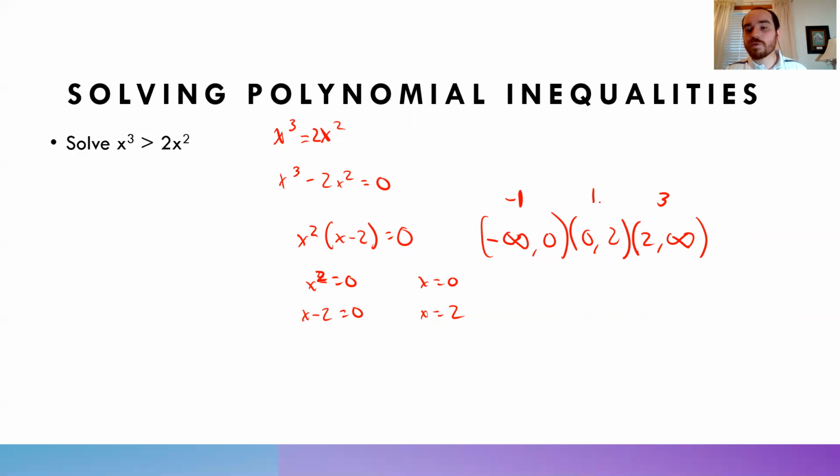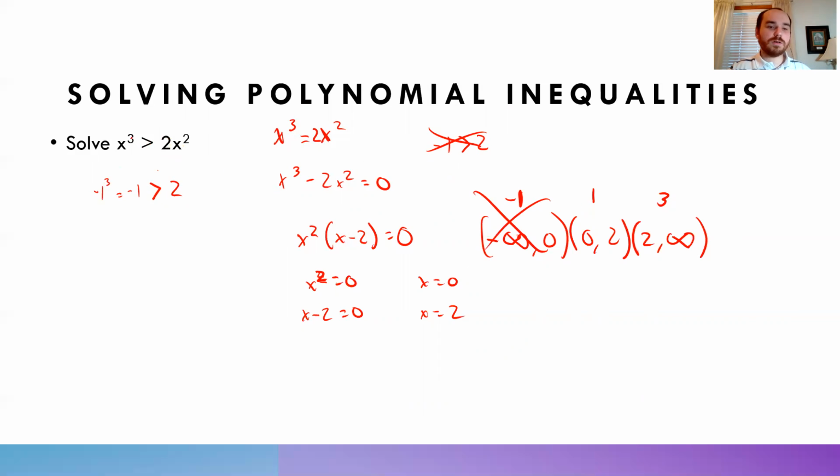Now remember, we want to plug these into our original inequality. Don't go to this one here, don't go to this one here. Plugging these into the original one. If we try to do the other way, we might get confused as to where the symbols are. Always plug it into your original inequality. So in this case, negative 1 cubed equals negative 1. Negative 1 squared times 2 equals 2. Negative 1 squared is 1. 1 times 2 is 2. Negative 1 greater than 2. This is not true, so this one does not work.